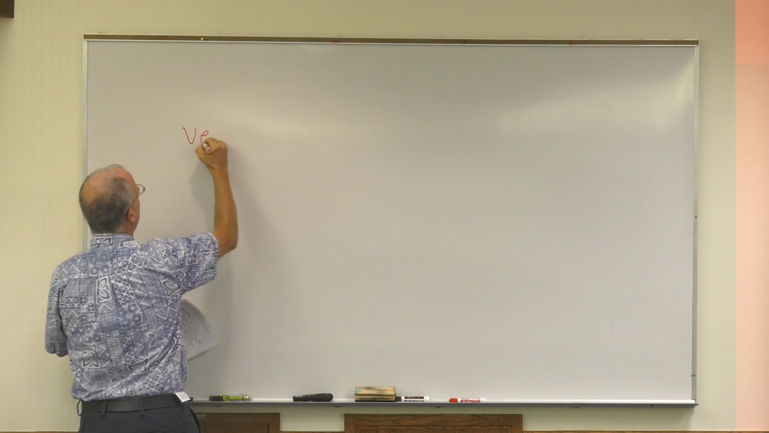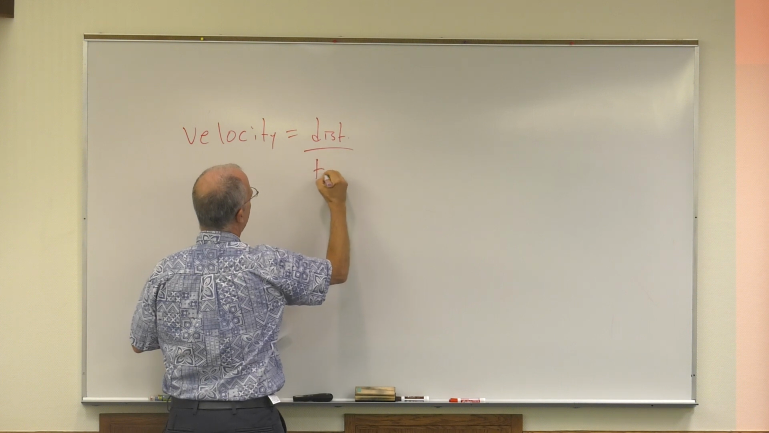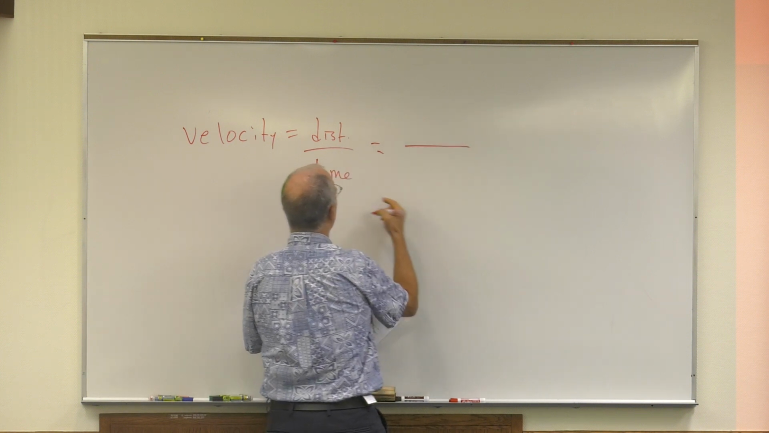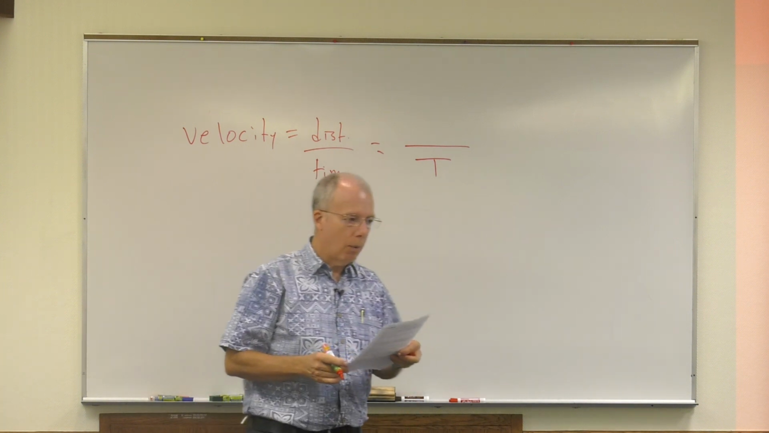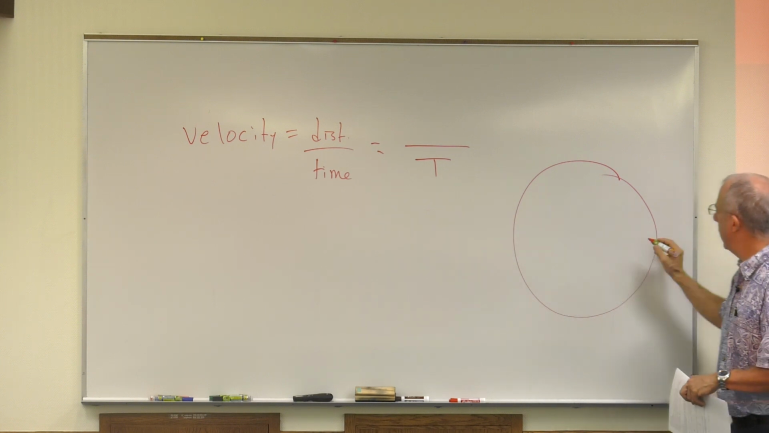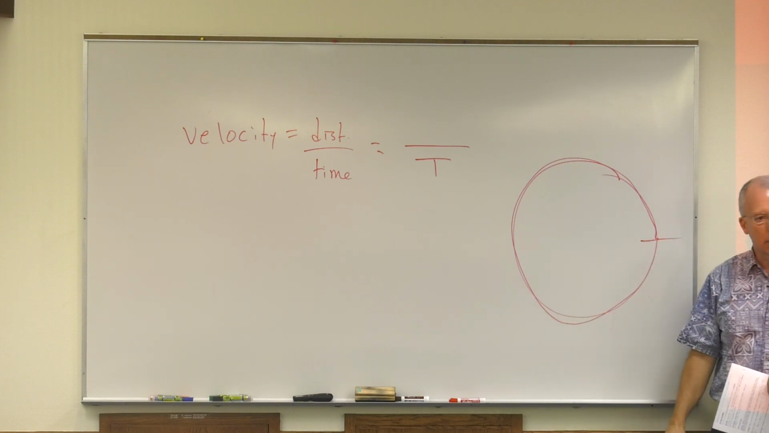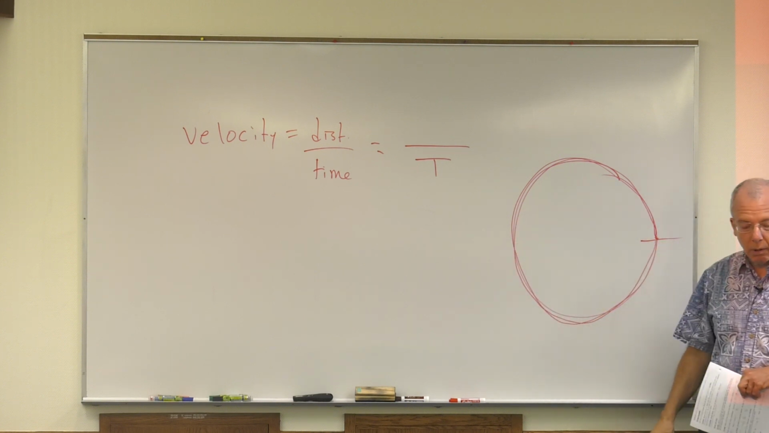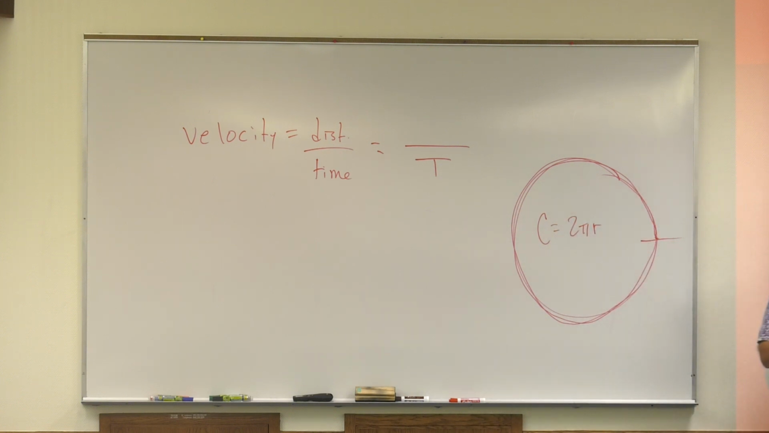So, let's go back to basics. Velocity is the change in distance over the change in time. Now, let's suppose that the time is a period, 1 period. We're talking about circular motion, right? So if the time is a period, the object is going around the circle once. Well, what is this distance? It's the circumference of a circle, and the circumference of a circle is 2 pi r, 2 pi times the radius of a circle.